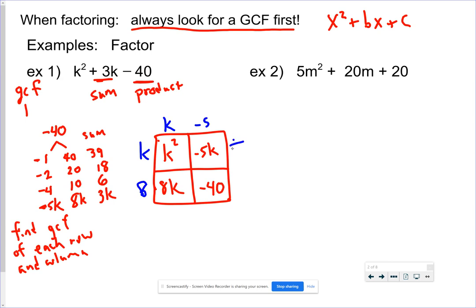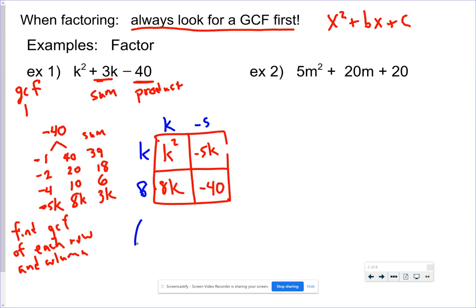So if the top term in your column has a negative, or if the first term in your row has a negative, you're going to take that negative out with your GCF.